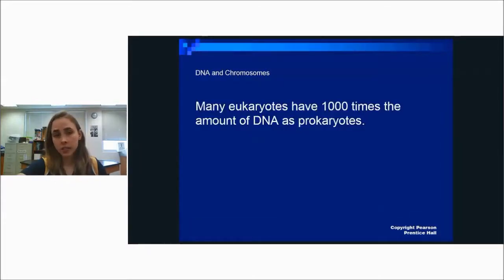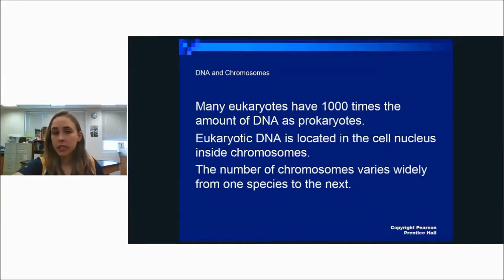Many eukaryotes have 1,000 times the amount of DNA as prokaryotes. So eukaryotic cells are ones that do contain a nucleus, so they would apply to protists, fungus, plants, and animals. We are eukaryotic, and we have a lot more DNA than bacterial cells do. Eukaryotic DNA is located inside the nucleus. If you remember, the word eukaryote means true kernel or nugget or true nucleus.